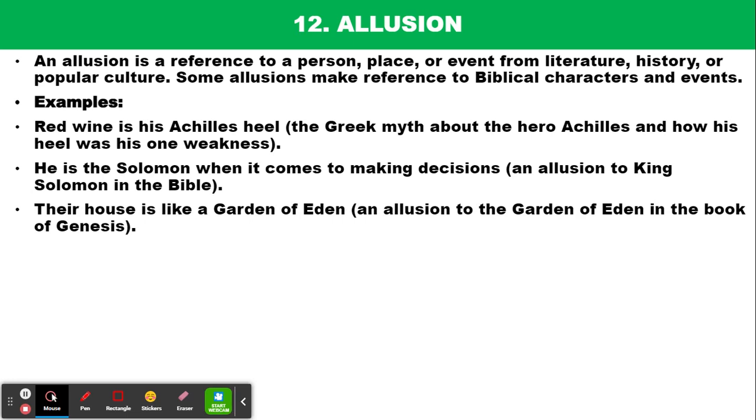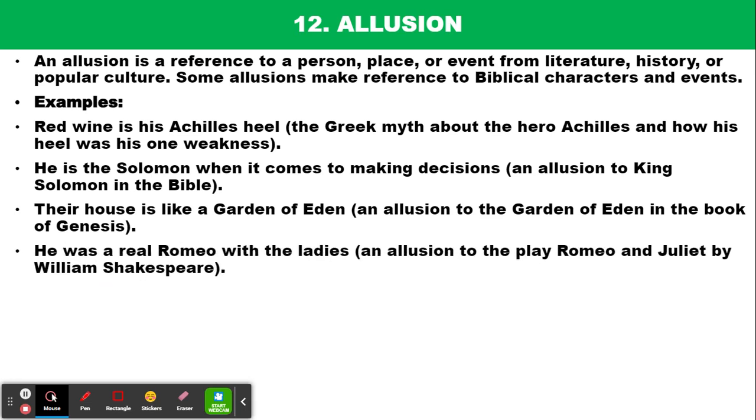Their house is like a garden of Eden. This is an allusion to the garden of Eden in the book of Genesis. He was a real Romeo with the ladies. This is an allusion to the play Romeo and Juliet by William Shakespeare.